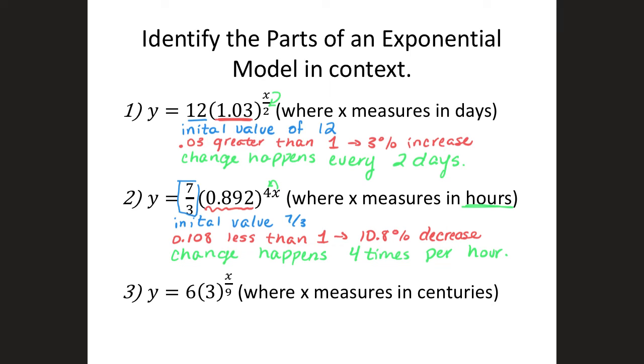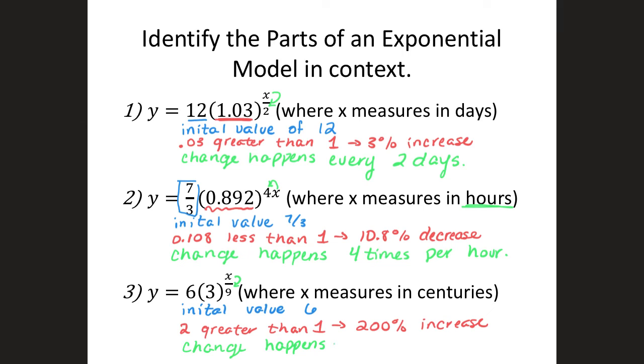Okay, try the last one on your own. Okay, I said my initial value is 6. My multiplier 3 is 2 units greater than 1, so multiplying by 3 is actually a 200% increase. And then the change happens every 9 centuries. My unit of time here is measured in centuries, and I'm dividing this by 9, so it happens every 9 centuries.